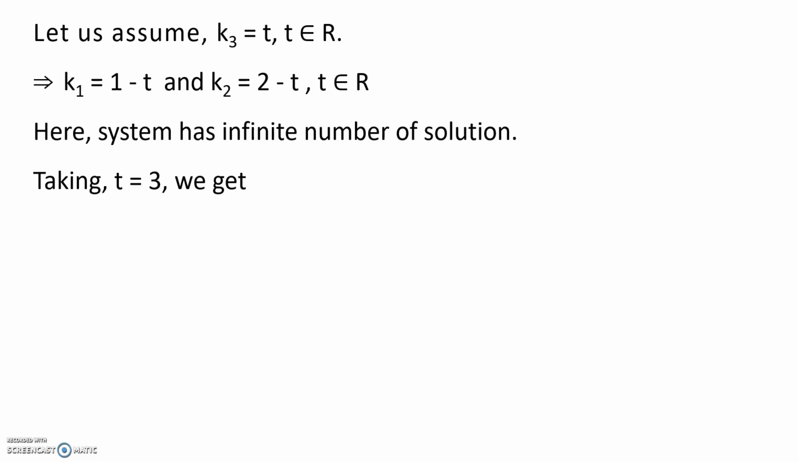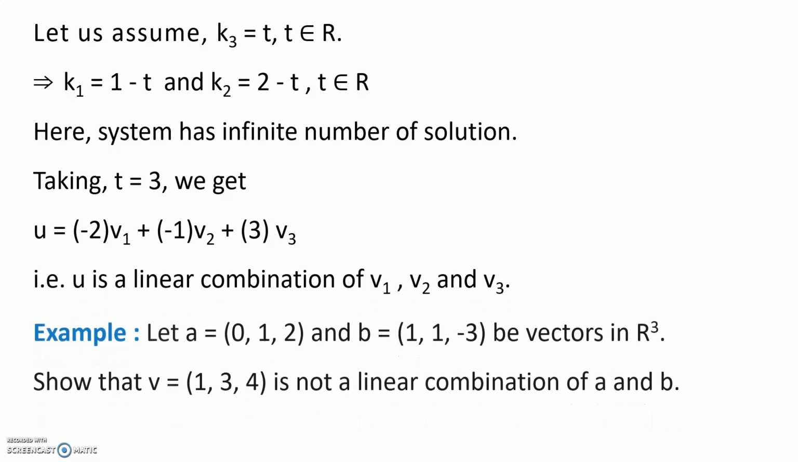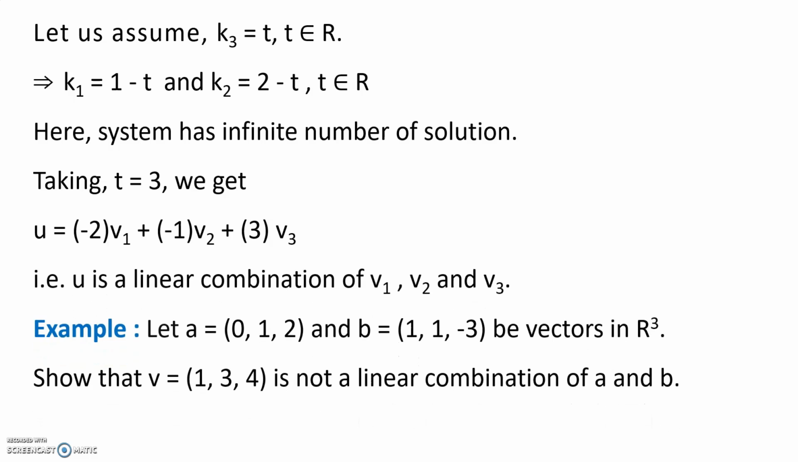If we take t is equal to 3, then we will get k1 is equal to minus 2, k2 is equal to minus 1 and k3 is equal to 3. Means u is a linear combination of vectors v1, v2 and v3. Now we see the next example. Let a is equal to 0, 1, 2, b is equal to 1, 1, minus 3 be vectors in R3. Show that v is equal to 1, 3, 4 is not a linear combination of vectors a and b.